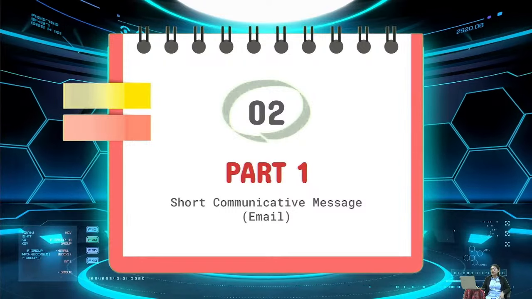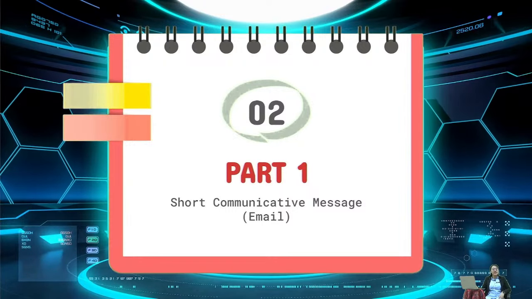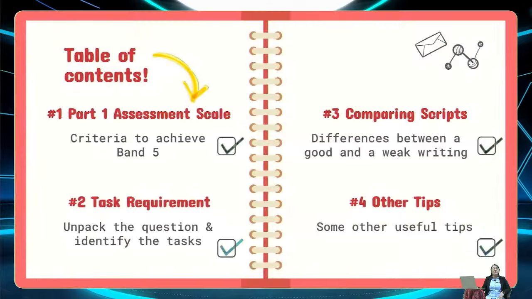Okay, so let's go to part 1, which is the part where you are required to write an email. So how I'm going to share with you is, we are going to first look at the assessment scale for part 1. What are the criteria if we want to get a band 5 in our writing? And then we'll look at the task requirement, means we are going to look at the question and we analyze the question, unpack the question and identify what is actually required to fulfill the task.